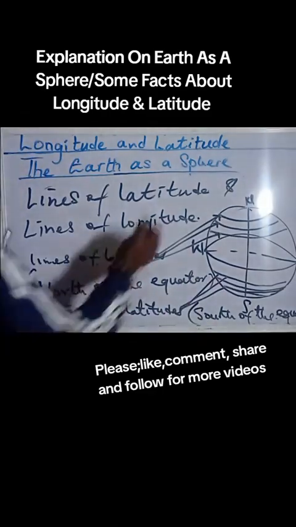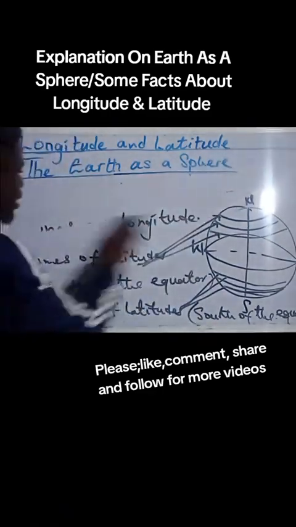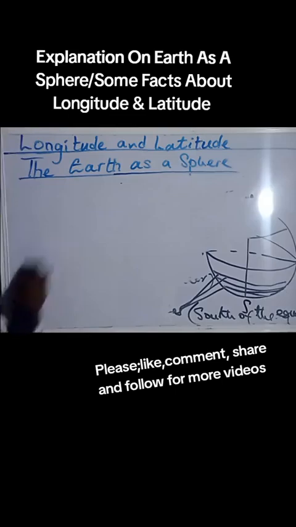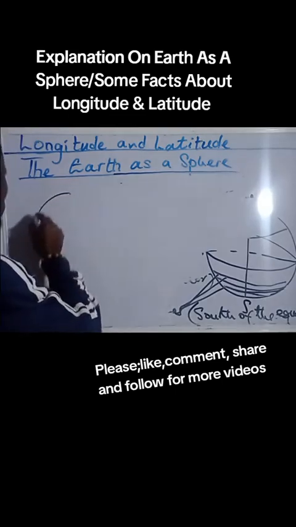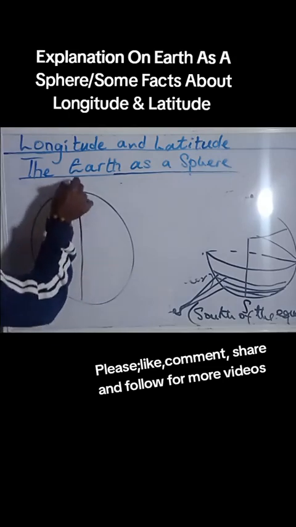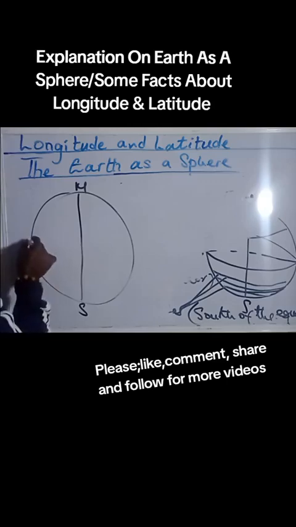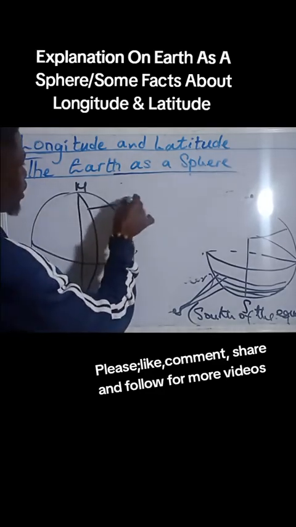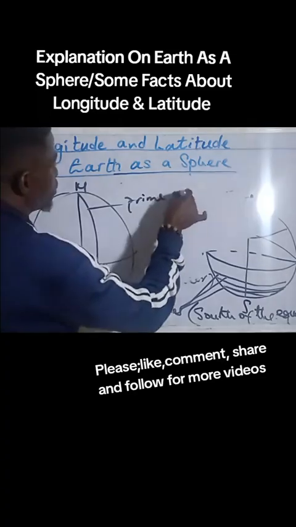Okay? Now, what is the next thing? Let me indicate the longitude for you. Let's say we have a sphere now. This is the north pole. This is the south pole. This is your equator. Okay? Good. And this is the prime meridian.